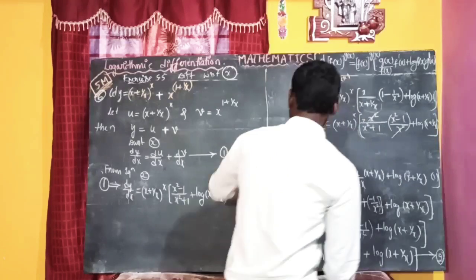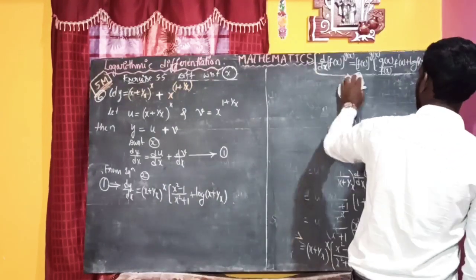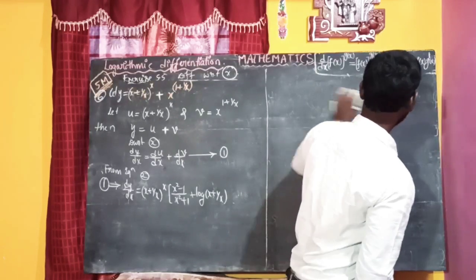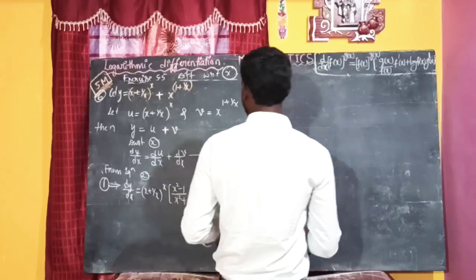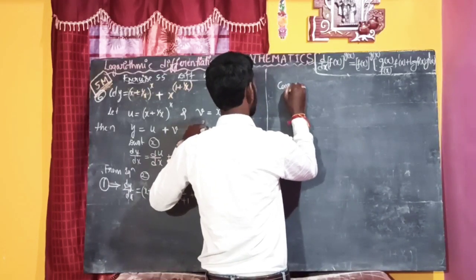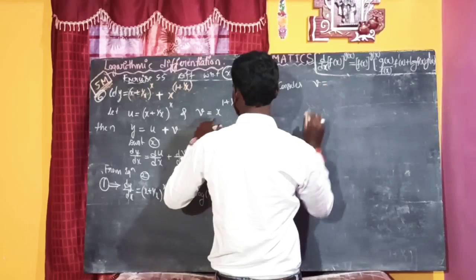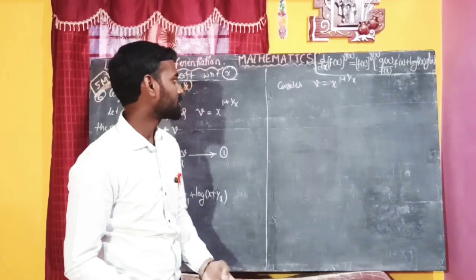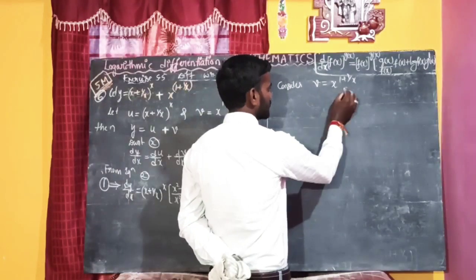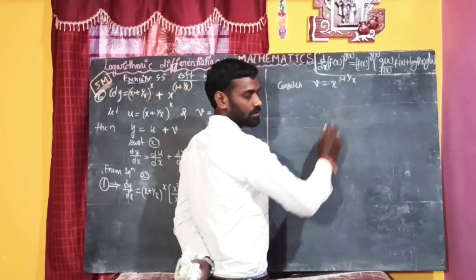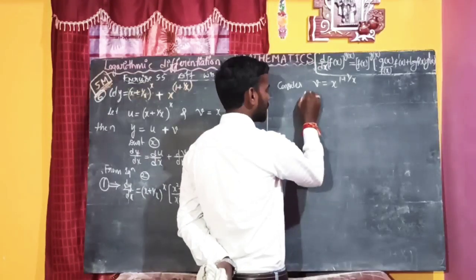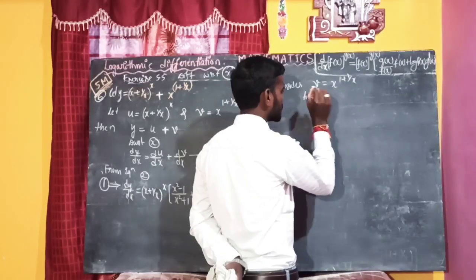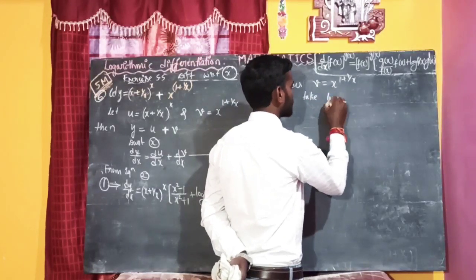Consider v is equal to x to the power of 1 plus 1 by x. Now this is of the form function to the power of function. So take log on both sides and use the logarithmic differentiation procedure. This is for a 5 mark question. So okay, take log on both sides.